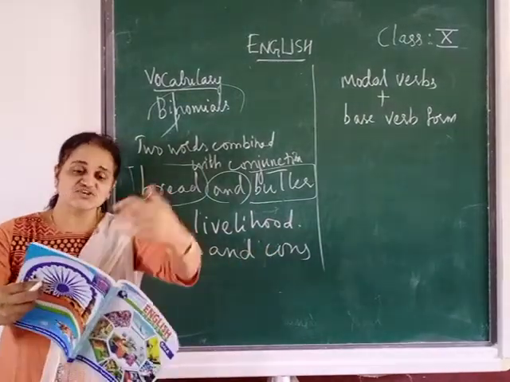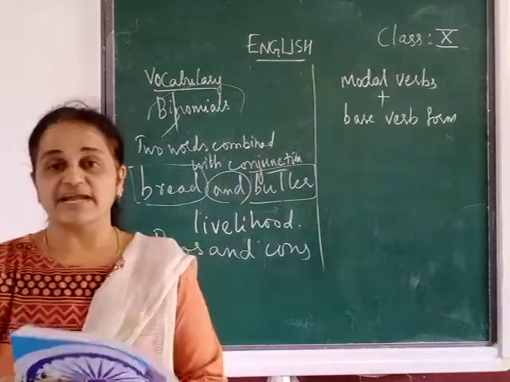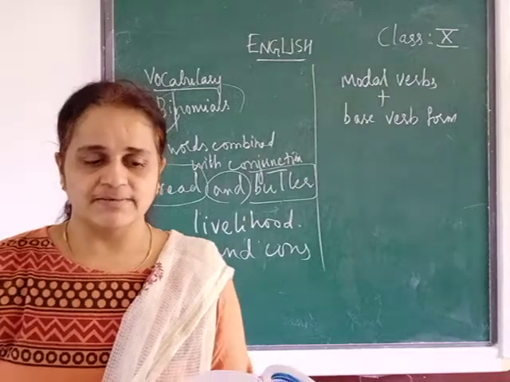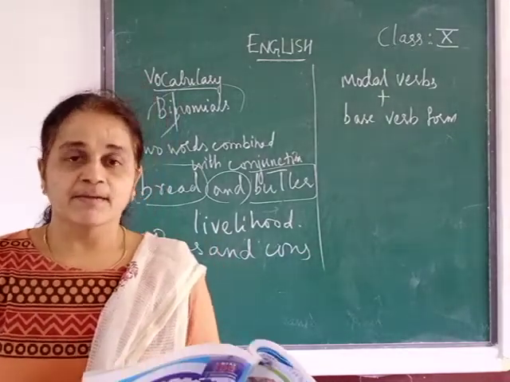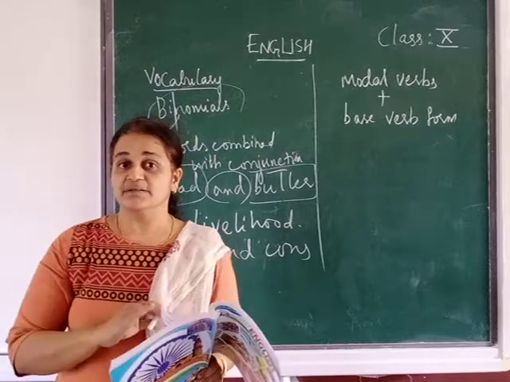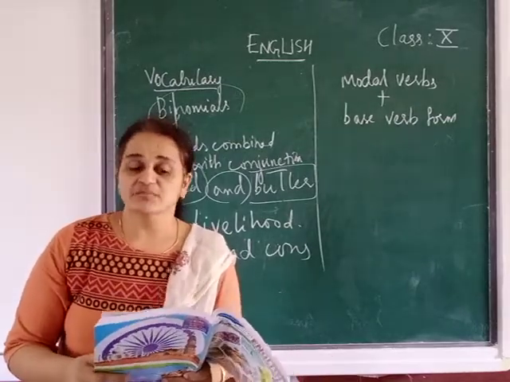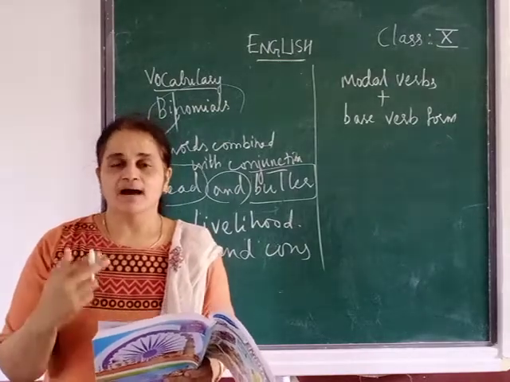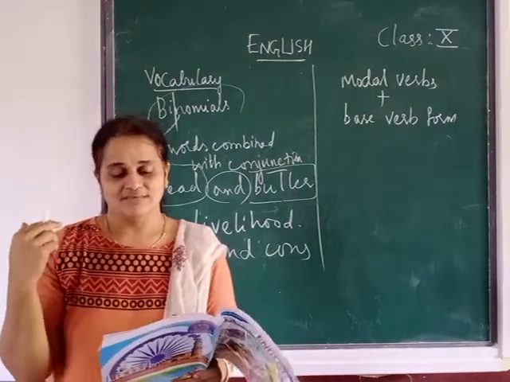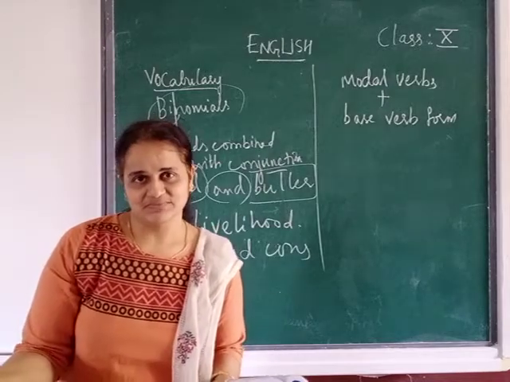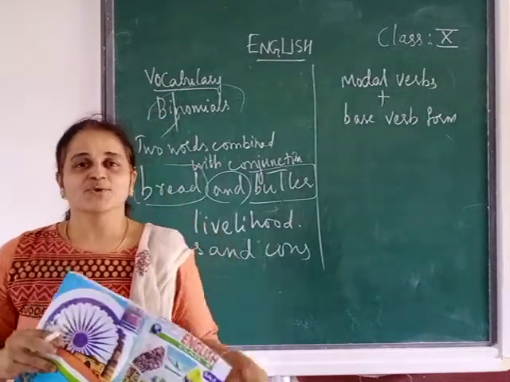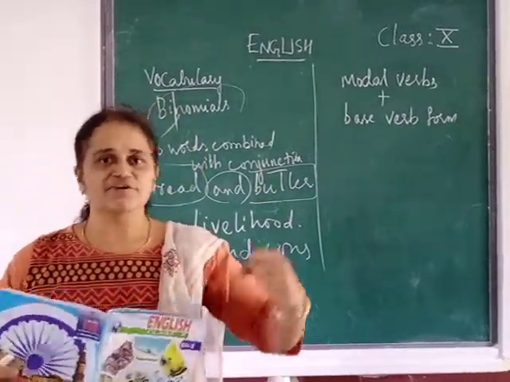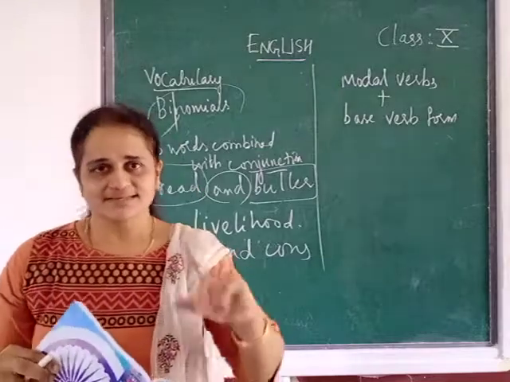There is a list of so many binomials which is explained on page 119. Like part and parcel, rough and ready, bread and butter, I just told you bread and butter, livelihood, leaps and bounds, pick and choose, give and take, heart and soul, thick and thin. My friend is someone who stands by my thick and thin. Thick means, again, don't think of when you are fat and thin.